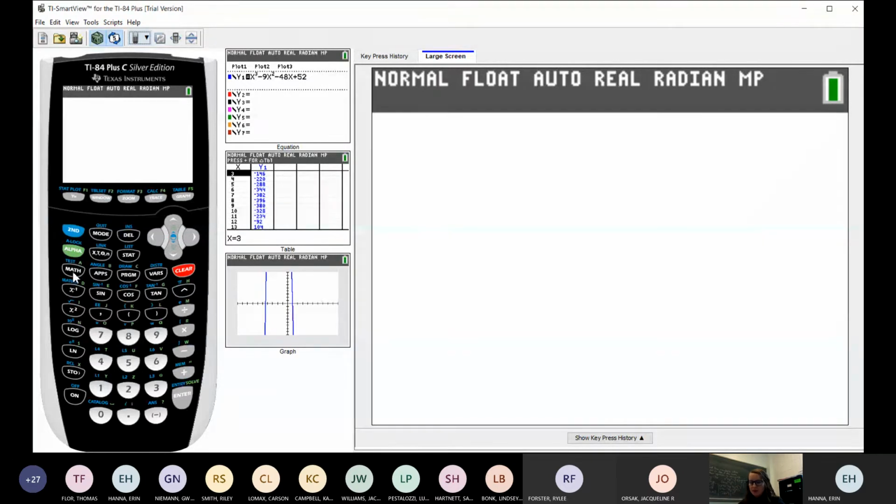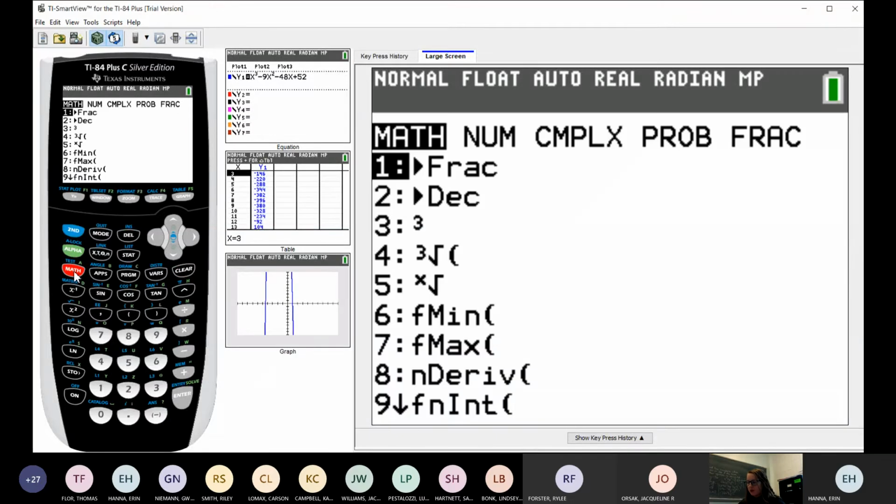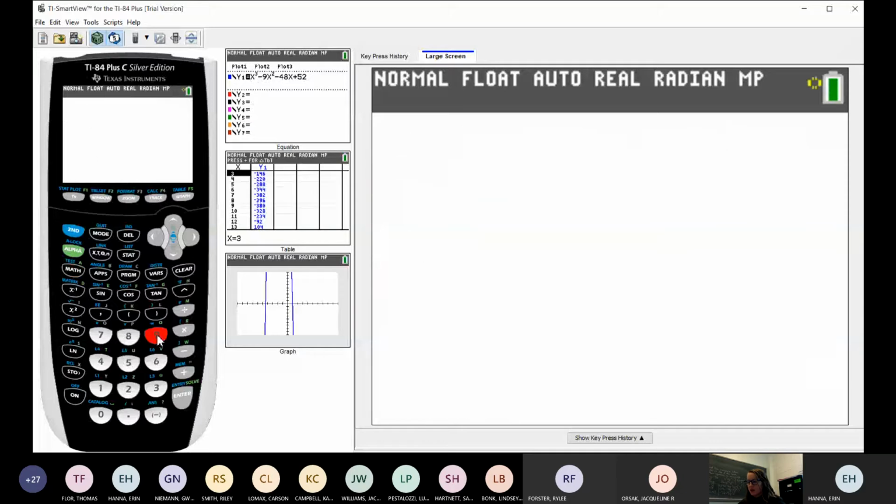So what you're going to do is hit the math button, which is right below the alpha. Now you can either scroll down to number 9, or you can just hit number 9 on your calculator. If you have a newer calculator, it's going to come out looking like this. It's kind of nice because it just sets it up for you. You just got to plug things into the right spot.